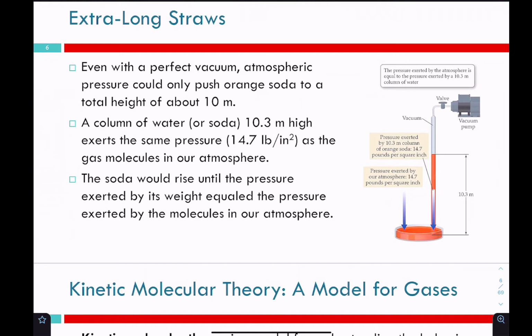This also puts a physical limit on how tall trees can be. Or actually, take that back. That's capillary action. But there's a limit to how tall trees can be based on how high they can get water up to the top of the tree. So here, if we had even a vacuum pump on our perfect straw, the orange soda would only get 10 meters. And that's because, if you imagine a giant straw that's 1 square inch, you could draw 14.7 pounds of soda up into the straw, because that's the amount of force that can be exerted by the atmosphere.